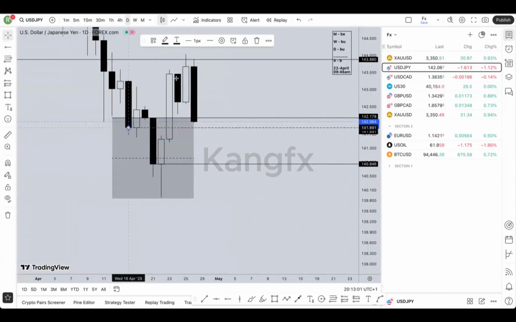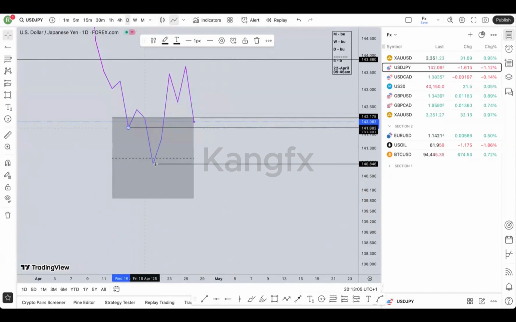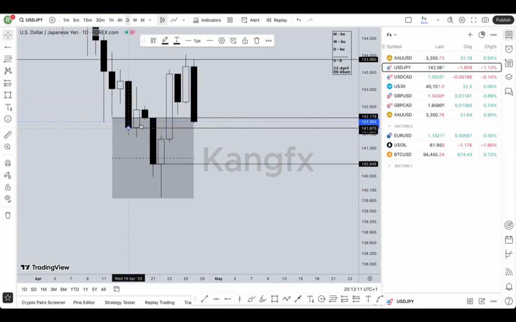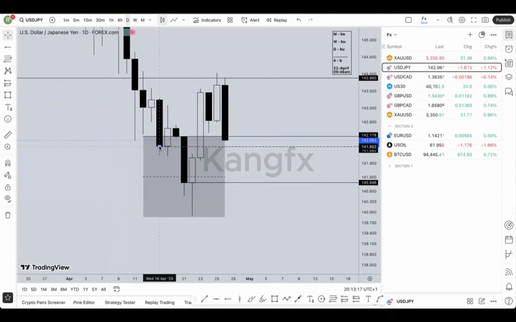A QM. If I switch this to line chart, you see that? A move down and a break. So this is a QM here, which is valid. Sometimes the market might leave the QM, then use this one. You get me? But you still make sure you place your trade.